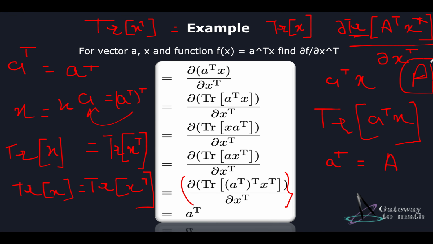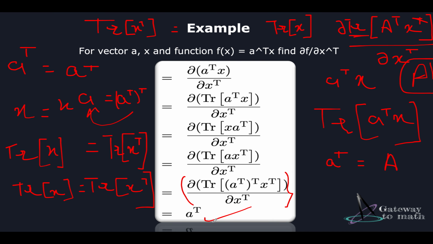Now we know that the value we substituted in place of capital A is transpose of A, and that is what I have gotten as the output. So you see that whatever tips and tricks we've listed in the previous slides are very handy and useful in solving different kinds of questions.